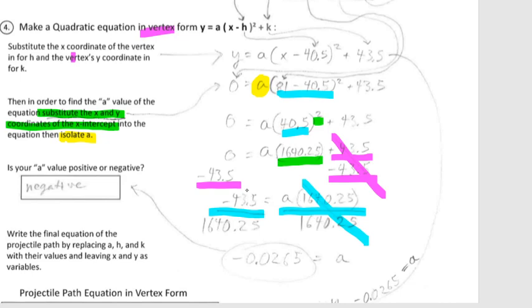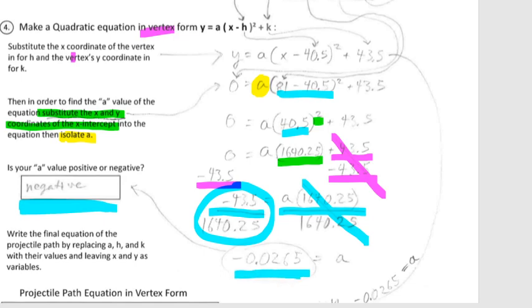And whatever you get when you divide these two things, it should be a negative divided by a positive, so it'll definitely be a negative number. And it should be a pretty small number also. And then you'll know what your a value is.